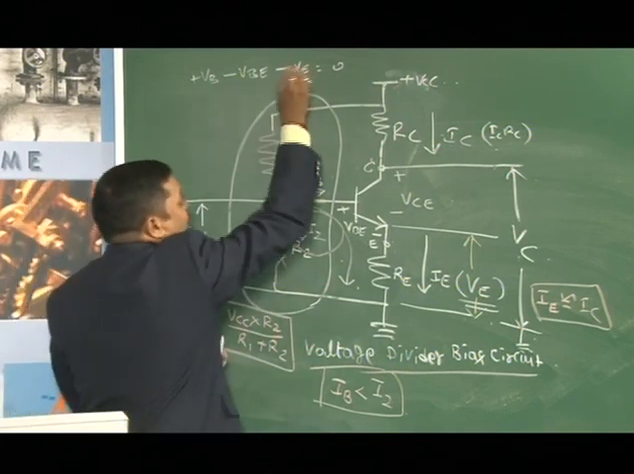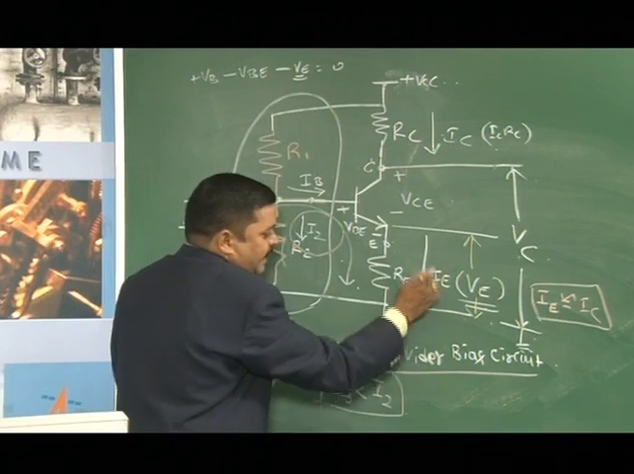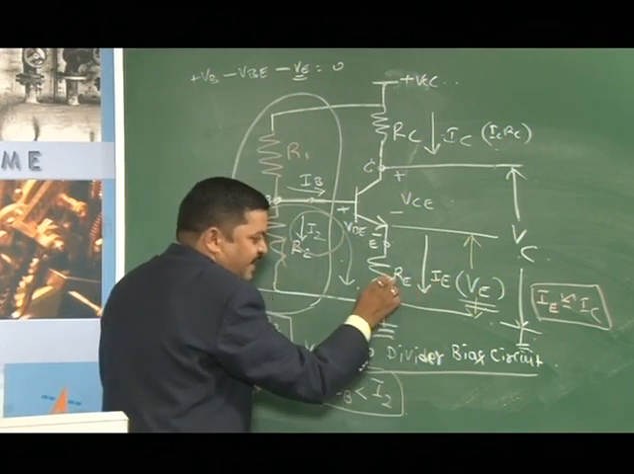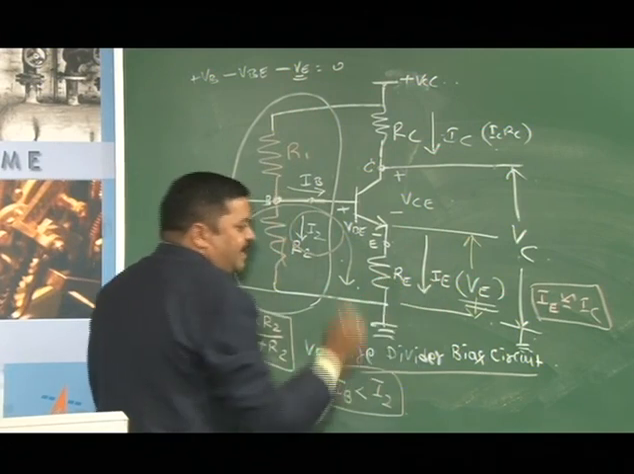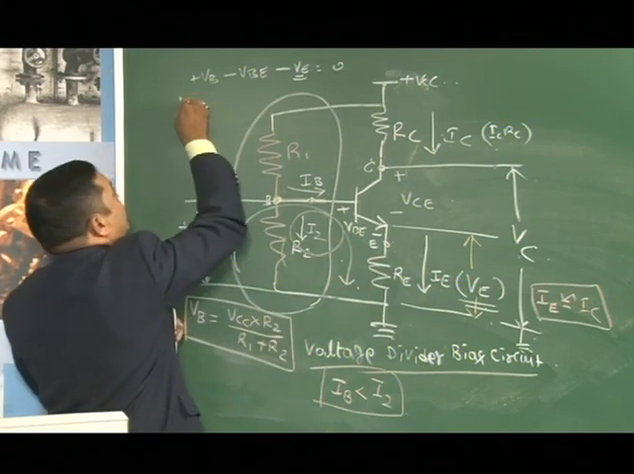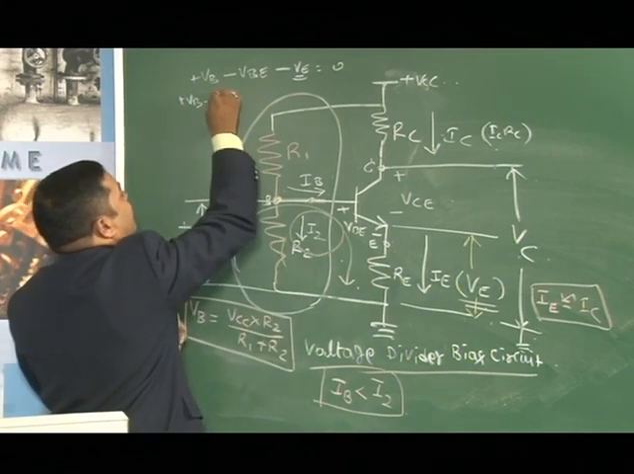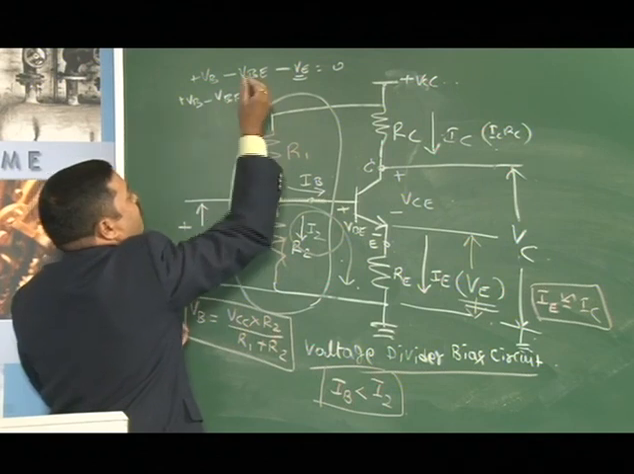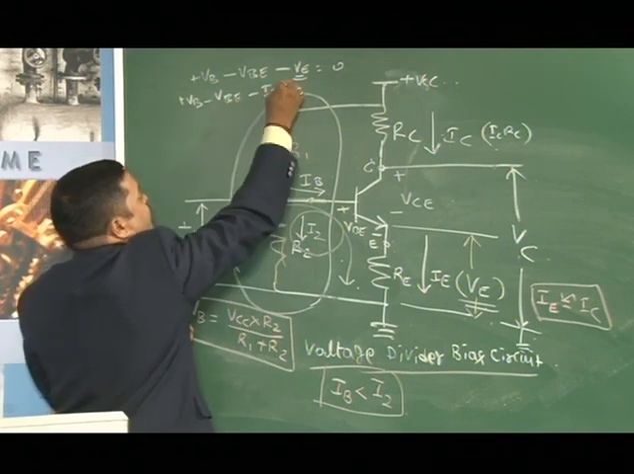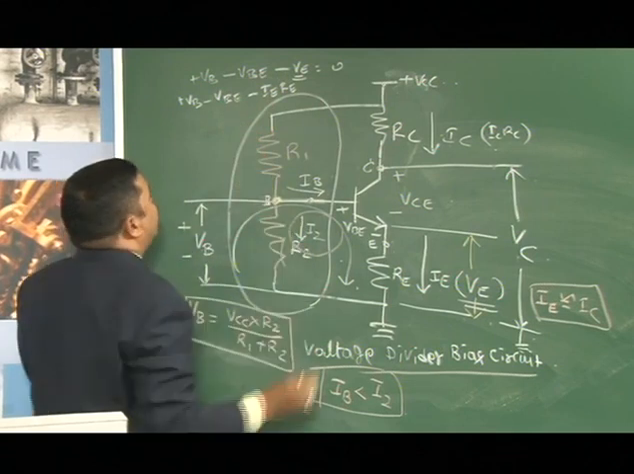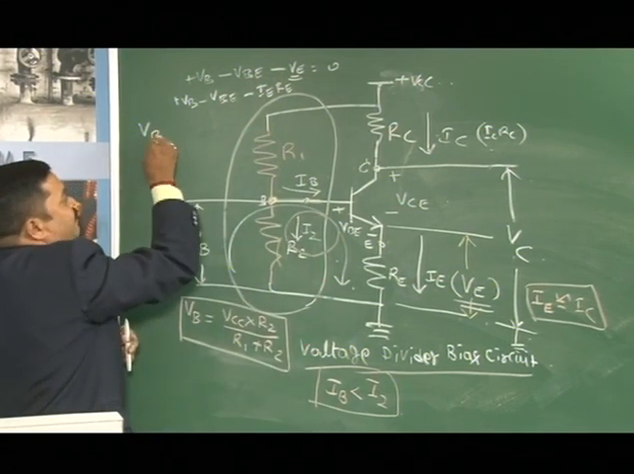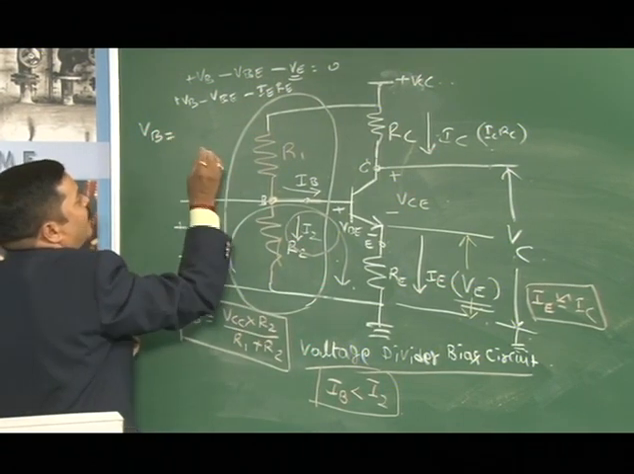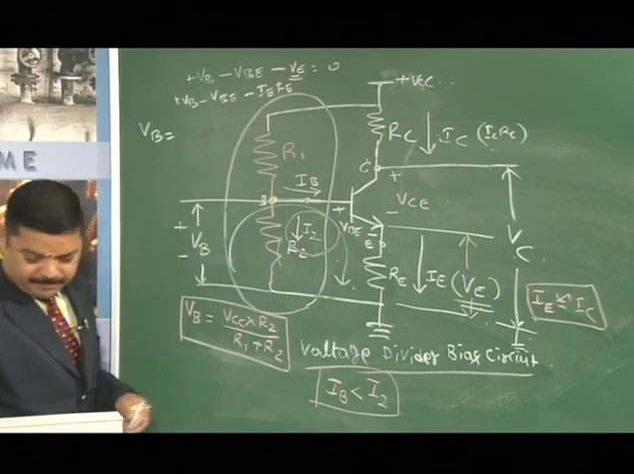So, what is VE? IE is flowing through RE, so RE into IE is VE. Therefore, plus VB minus VBE minus IE into RE. Therefore, what is VB from this? VB is equal to, what is IE? We need to find that out now.